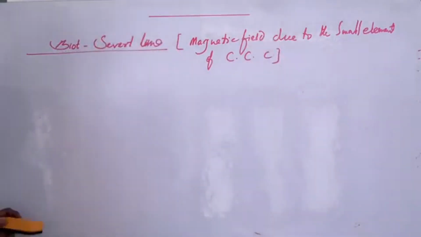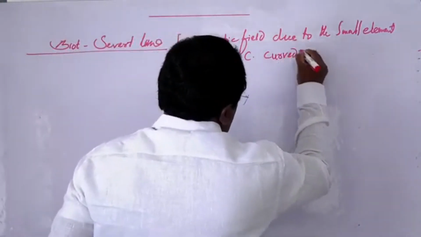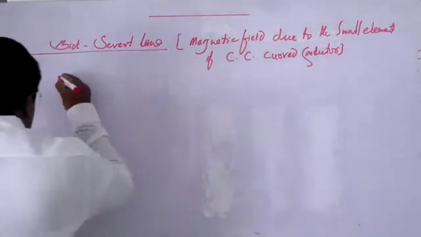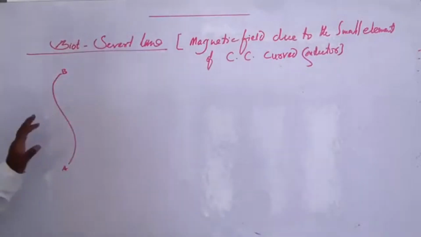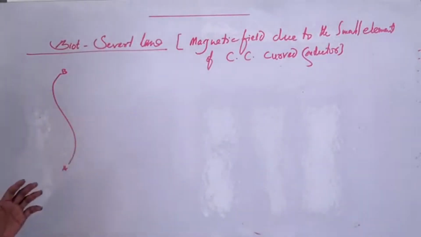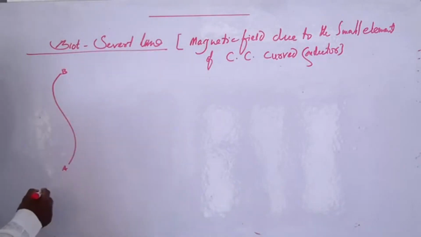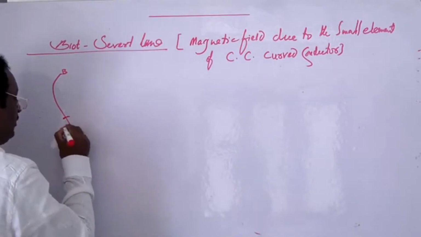Now you take a current carrying curved conductor. What is the specialty of a curved conductor? In this case, the current is not symmetric. There will be fluctuation in the electric current with time. So this AB is a curved conductor. Now this curved conductor is divided into a number of equal parts. One of the small parts is called an element. Here AB is a small element.